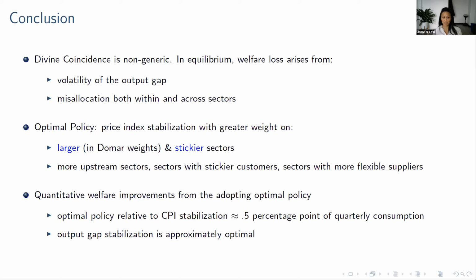And I will just conclude here, which is basically that we show divine coincidence is non-generic. We then solve for the optimal policy. And in particular, what I want you to take from this presentation is that the optimal policy is a price index stabilization policy that puts the greatest weight on larger sectors in terms of their Domar weights and how sticky sectors are. That's it.